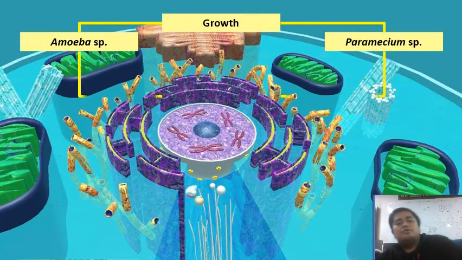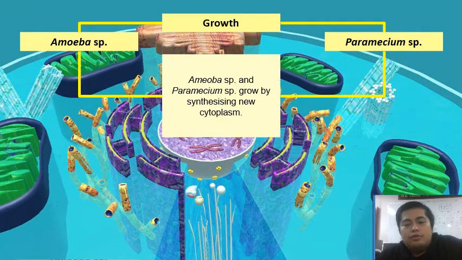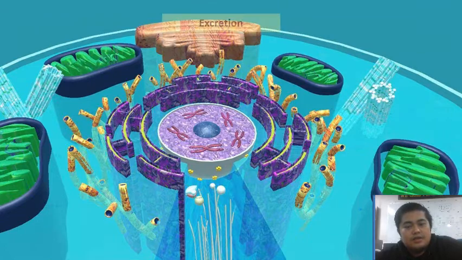Okay, next, growth. So, both grow by synthesizing new cytoplasm. So, dia mempunyai ciri-ciri yang sama lah. So, kedua-duanya akan membesar atau pertumbuhan diorang disebabkan oleh synthesizing new cytoplasm.